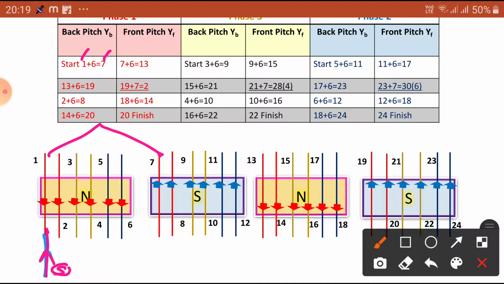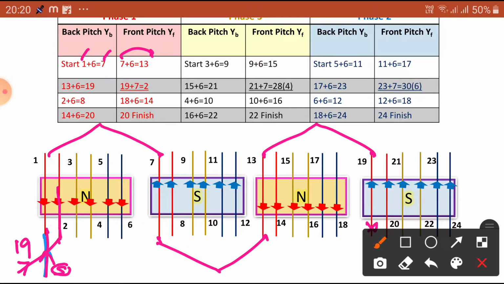Now 7 plus 6, we connect to the 13th. It should be connected here, 7 to the 13th here. So we are going to connect this 13th. Now after 13th, we go to the 19. Where is the 19? So this is the 19, this is the 13. So we are going to connect this 19. Okay, then after 19, we are going to connect the second conductor. So this should be connected to the second. So it enters once again from here, from the 19th.